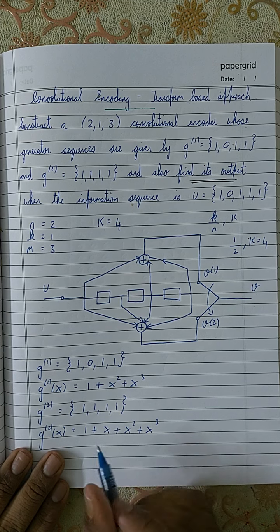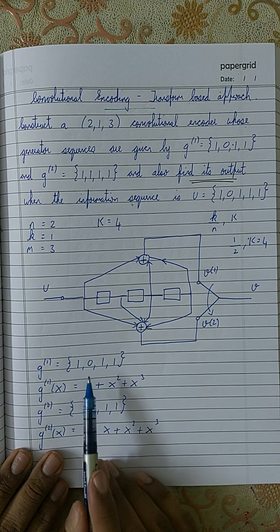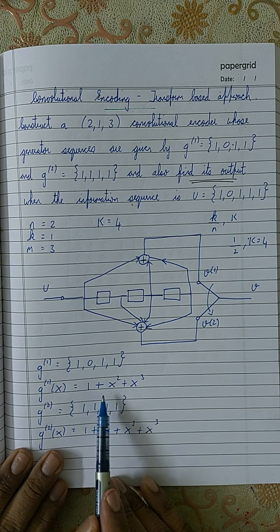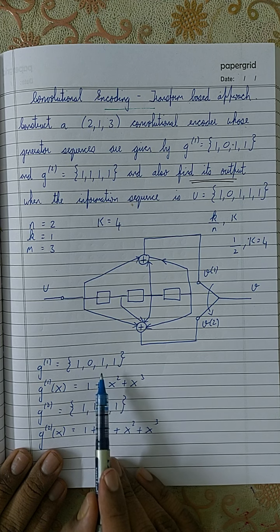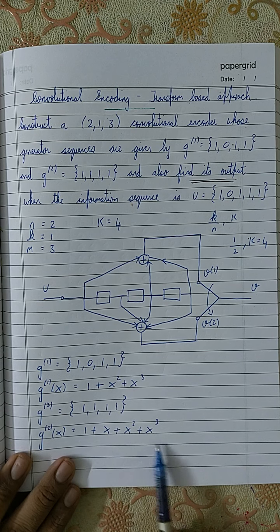Here, if you can see, the coefficient of x raised to 0 is 1, the coefficient of x is 0. That's why I'm not writing x over here, because 0 into x is 0, so I don't have to write x. The coefficient of x square is 1 and the coefficient of x cube is 1. Likewise, the same way over here also.